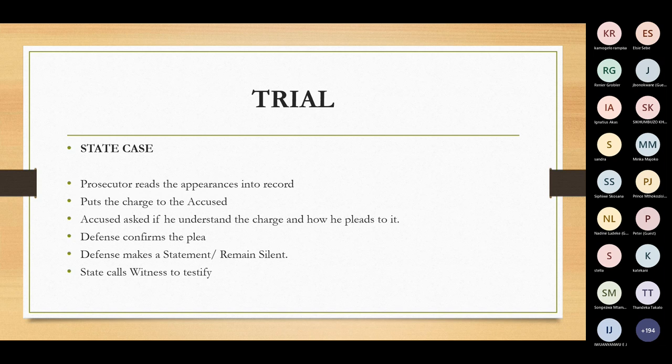Who goes first after you've said that? The state. They will have the prosecutor read the charge, the accused is asked if he understands the charge and how he pleads to it. Then the accused's lawyer will confirm the plea. And if there's any statement, we've spoken about this already, you as the defense lawyer can elect to make a statement or exercise the right to remain silent, which means the state will now start calling their first witness to testify. That is how a trial starts.